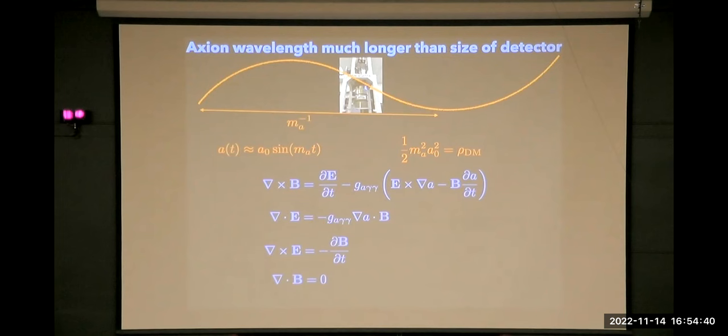We're in the limit where the axion wavelength is much larger than the size of the experiment.